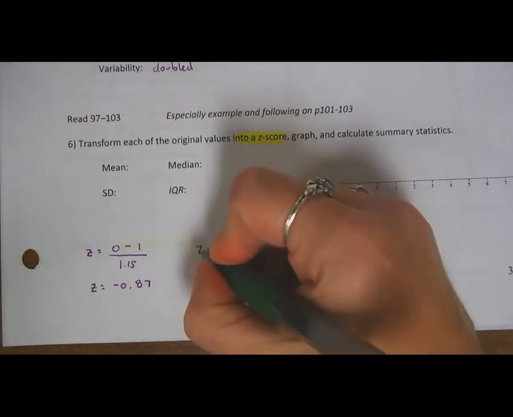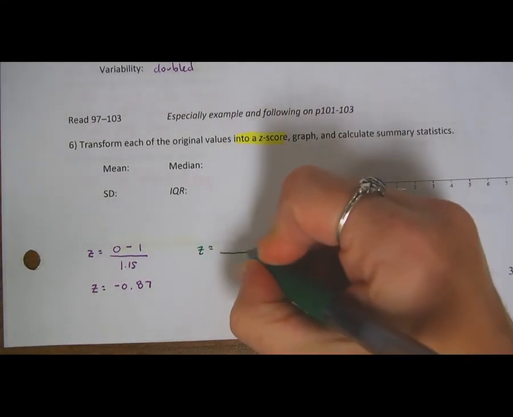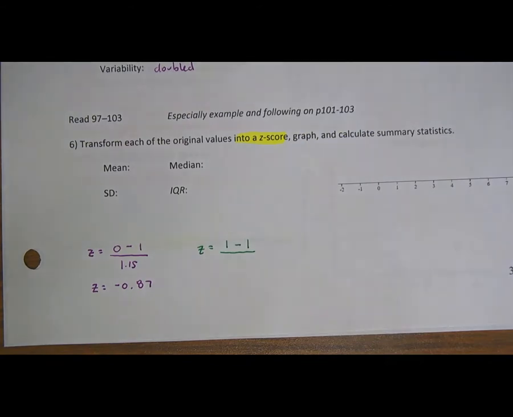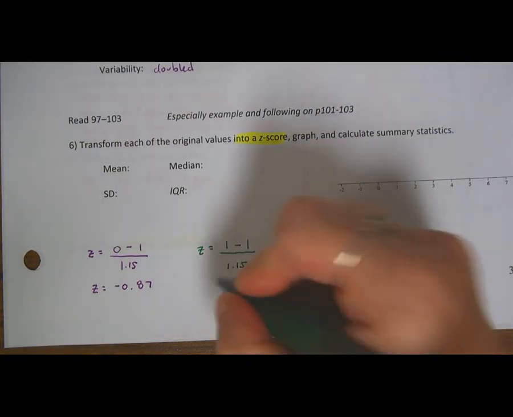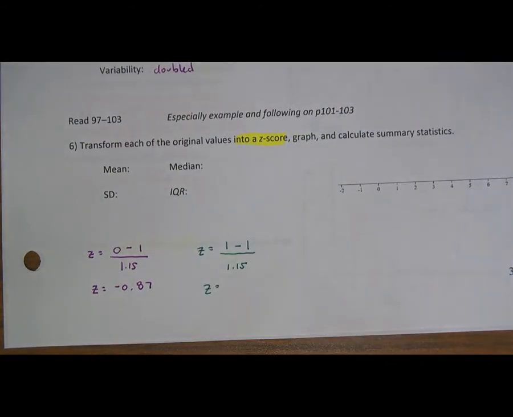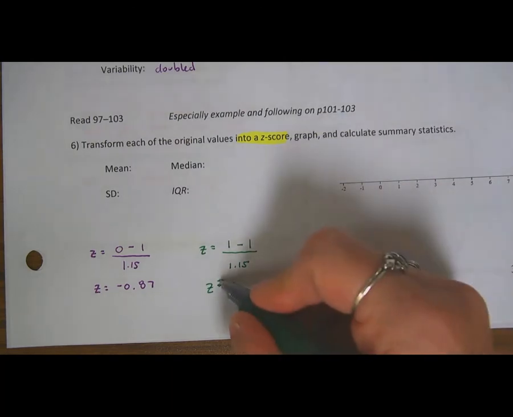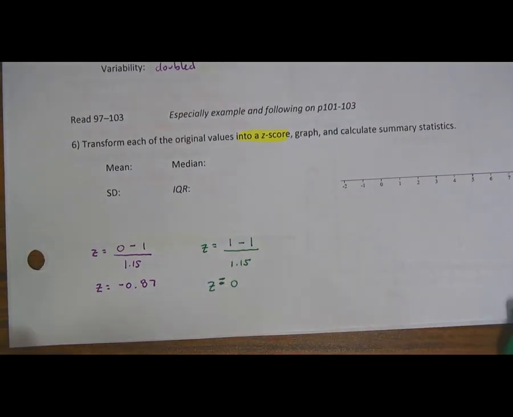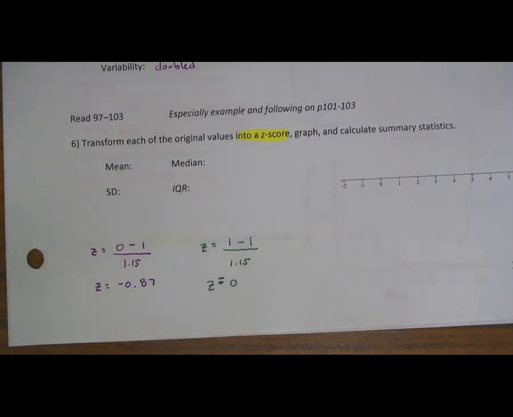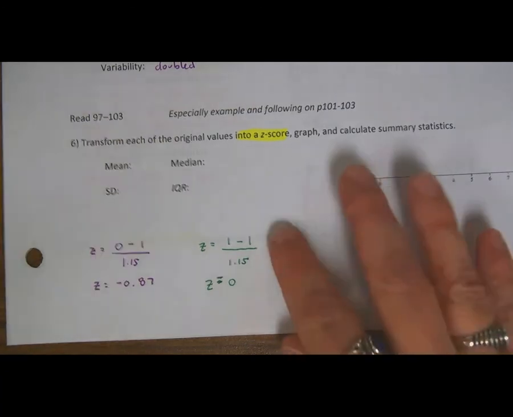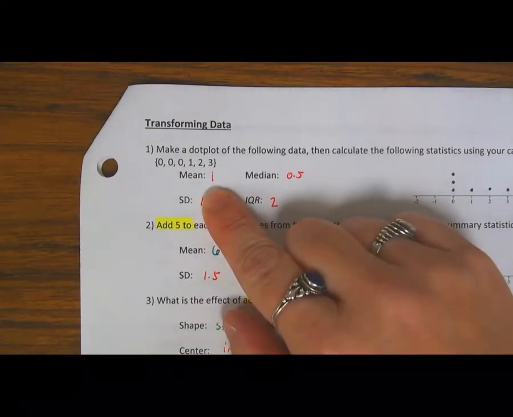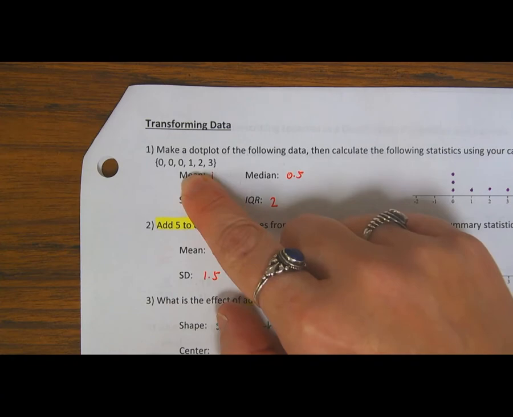Now I'm going to find the z-score for the data value of 1. Subtracting the original mean, dividing by the original standard deviation. Well, that numerator is 0. And 0 divided by anything is 0. So the z-score for 1, the data value of 1 is 0, which means it's 0 standard deviations away from the mean. In other words, it is the mean. You can look back up here and see, oh yeah, the mean is 1. 1 is 0 away from that.